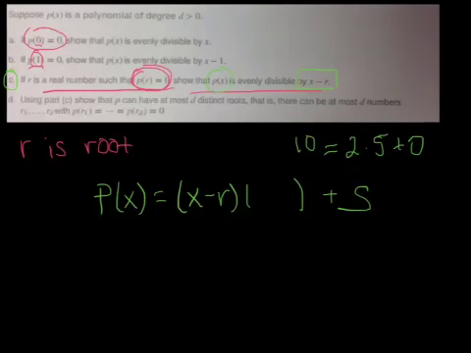So think about what we have. p of x is similar to 10 in this case. And x minus r is similar to 2. We want to show that 10 is evenly divisible by 2. We want to show that p of x is evenly divisible by this factor here. And so to show that, we have to say, hey, we can find something that we can multiply x minus r by, and then there will be no remainder left over.